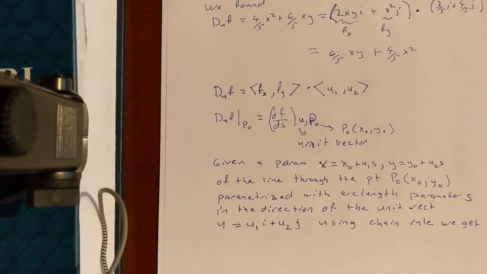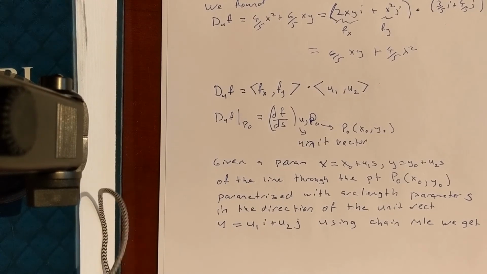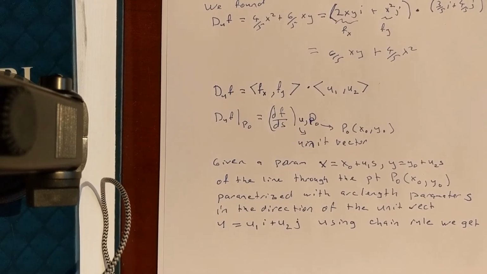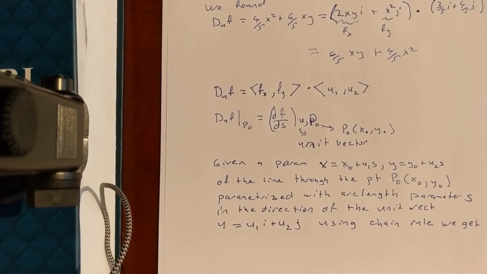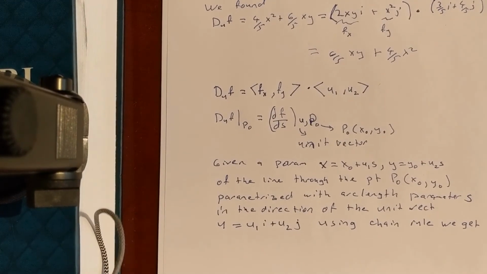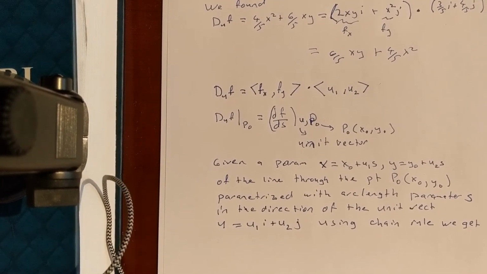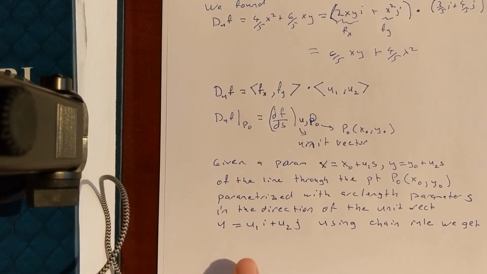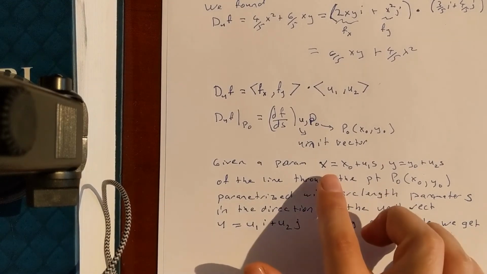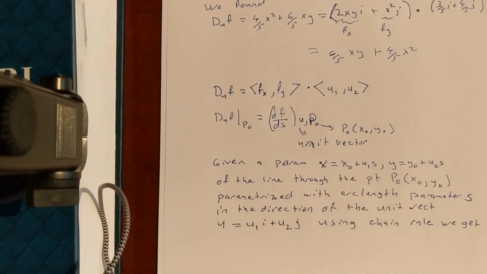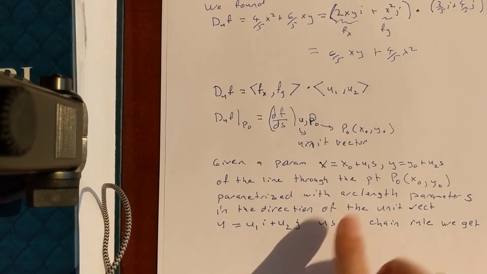Let me just go over the setup again. We have some sort of surface defined by some function f, and we pick a point on it, p naught, and we want to find the directional derivative. So somebody gave us this vector, and we parameterize the line going through this point in the direction of this vector.